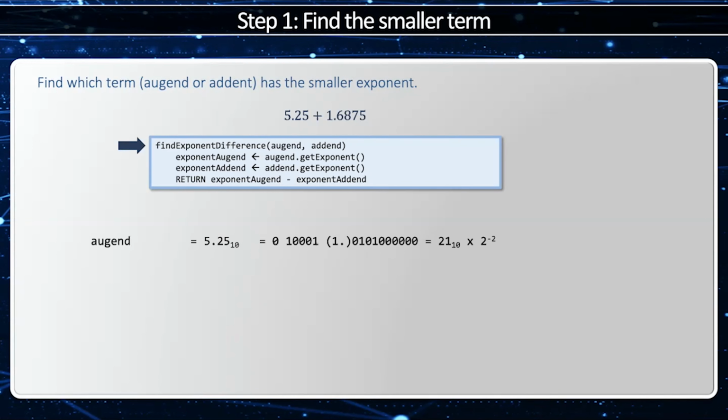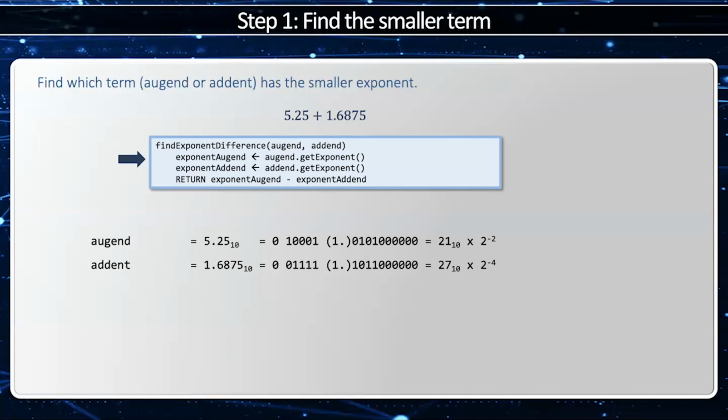Now, the floating point representation is 0, which is my sign, which is positive, then 1, 0, 0, 0, 1. That's my exponent in the exponent bias format. And then my significand has the implied 1 dot, and then all the bits for my significand. Now, in my standard format, this is 21 base 10 times 2 to the negative 2, okay? And my addend is going to do the same thing. Notice how my significand is 27 base 10 and 2 to the negative 4.